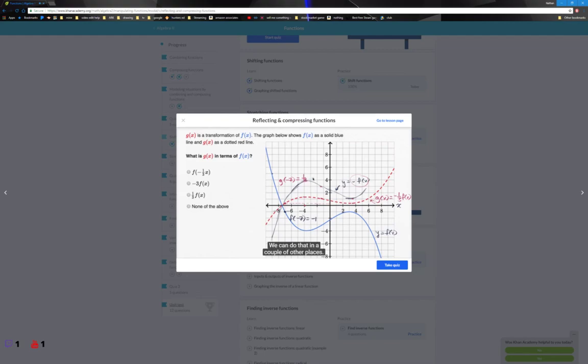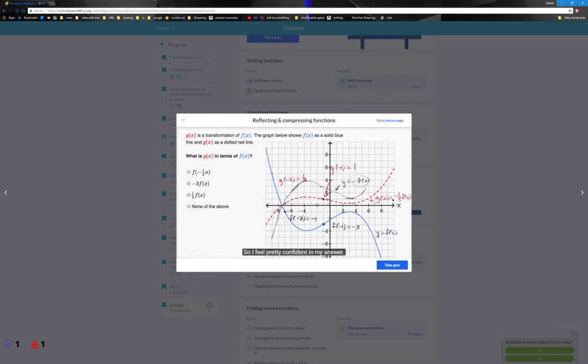We can do that at a couple of other places. If we look right over here, it looks like f of negative 1 is equal to negative 3, and it looks like g of negative 1 is negative 1/3 times that. Negative 1/3 times negative 3 is positive 1. So I'm doing g's color in that red color. For that point right over there, we get g of negative 1 is equal to positive 1. So once again, this is negative 1/3 times this right over here.